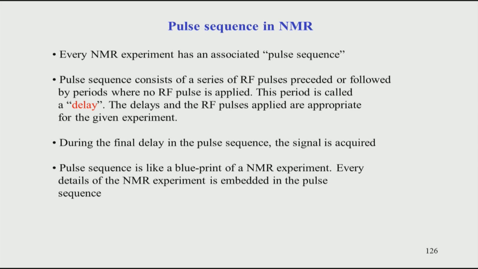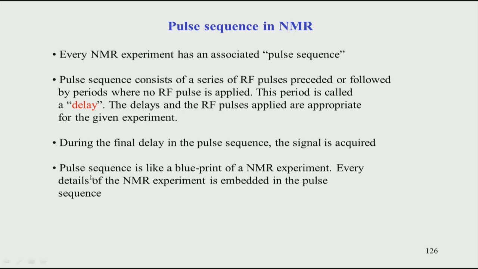You apply a series of pulses with a delay in between, and after the last pulse is over, that is, after the final delay in the pulse program, you start recording the signal. Remember we saw that it is called the FID. The FID is recorded from the sample essentially after the last pulse in the sequence.